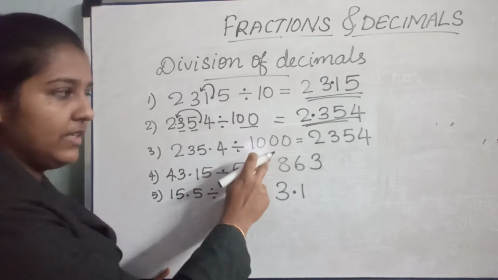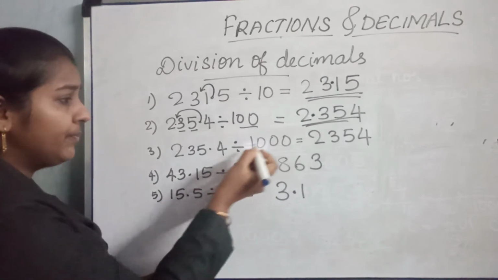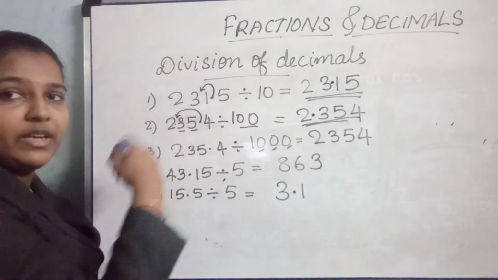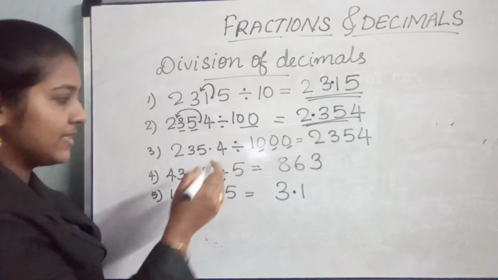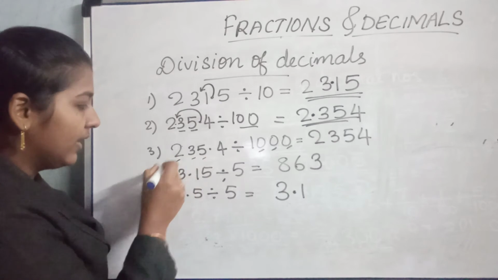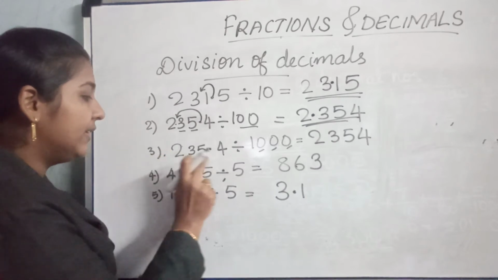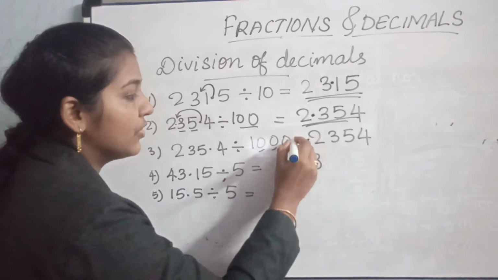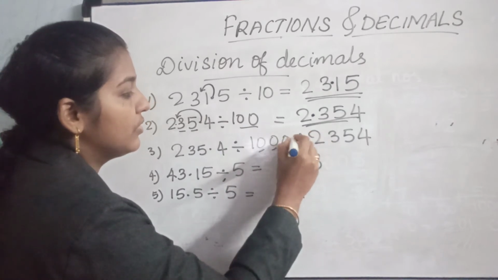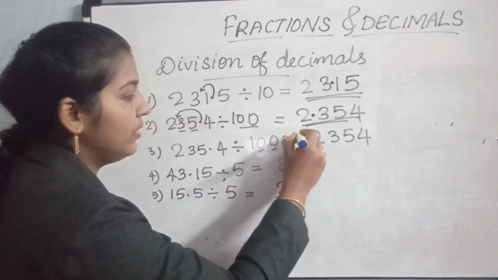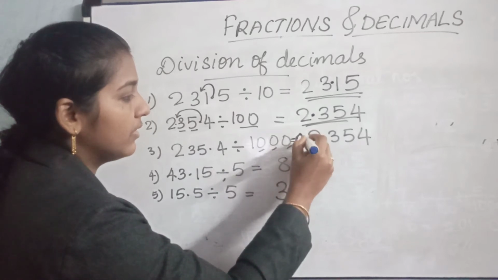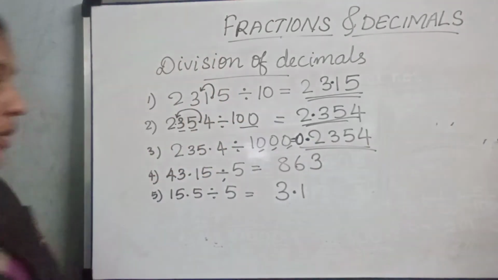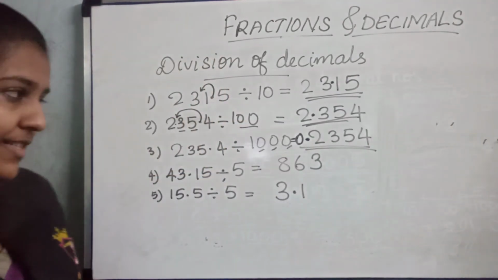235.4 divided by 1000. Here it has 3 zeros. So you shift the point to the left by 3 places. That is 1, 2, 3. So the point will come after 3, that is, before the 2. So to show that number, we can put a 0 just in front of the point. So 0.2354 is the answer for that question.